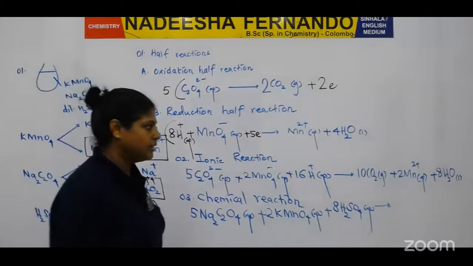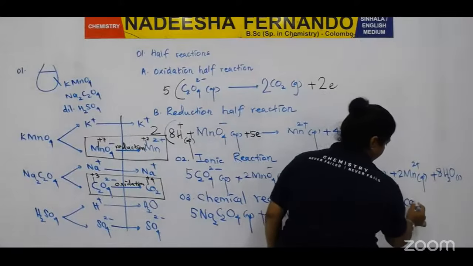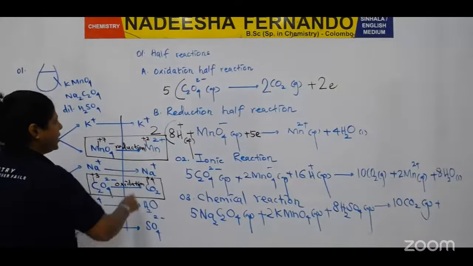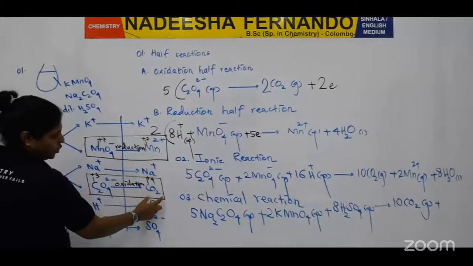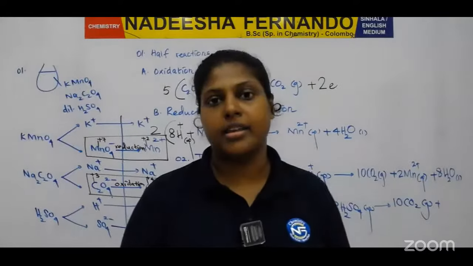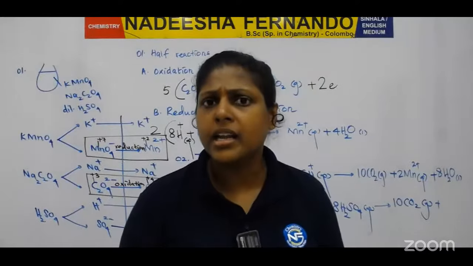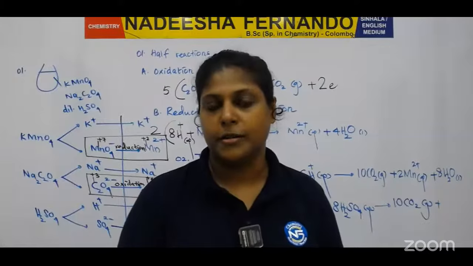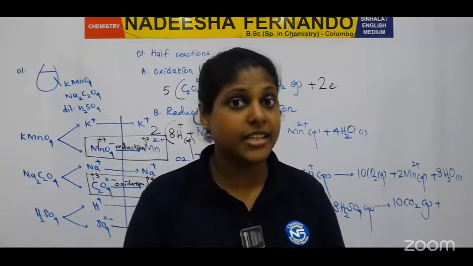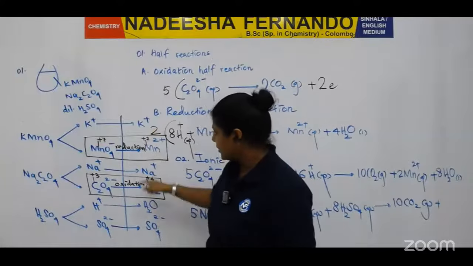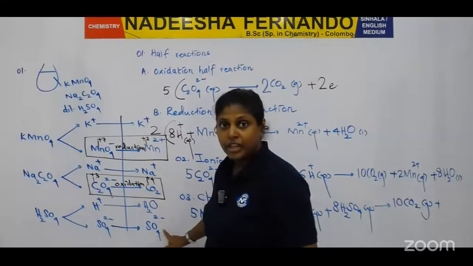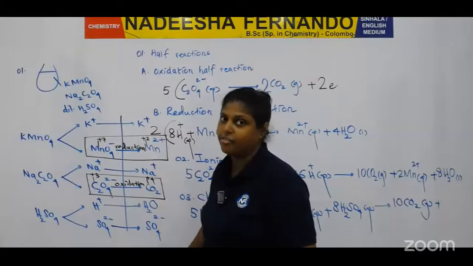Then balance the other side. 10 CO2. Then balance Mn2 plus. Here K plus, Mn2 plus, sodium plus, CO2, water and sulfate. All cations combine with anions to form the compound. We have only one anion in the reaction medium. Look at the list: K plus, Mn2 plus, sodium plus, CO2, water and sulfate. We have only one anion, that is sulfate.